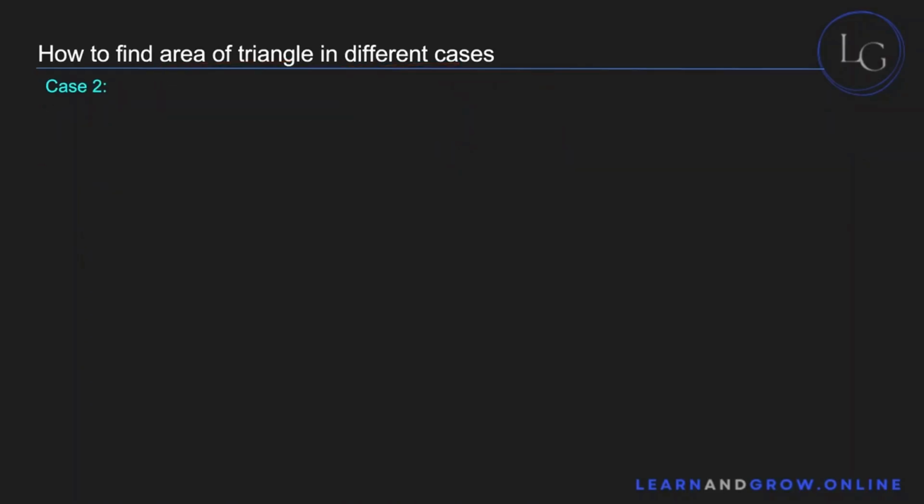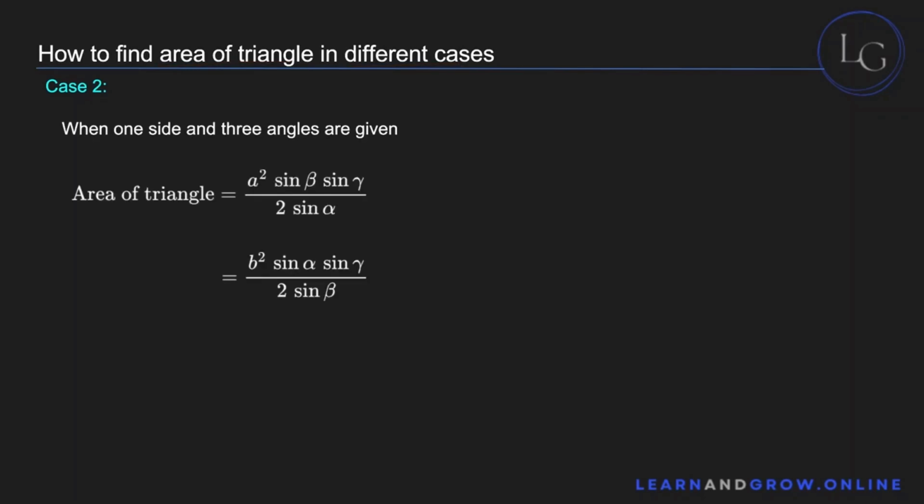Now, let's look at case 2. Case 2 is when you have one side given to you and three angles. All three angles of the triangle are given to you along with one side, then you can use these formulas.